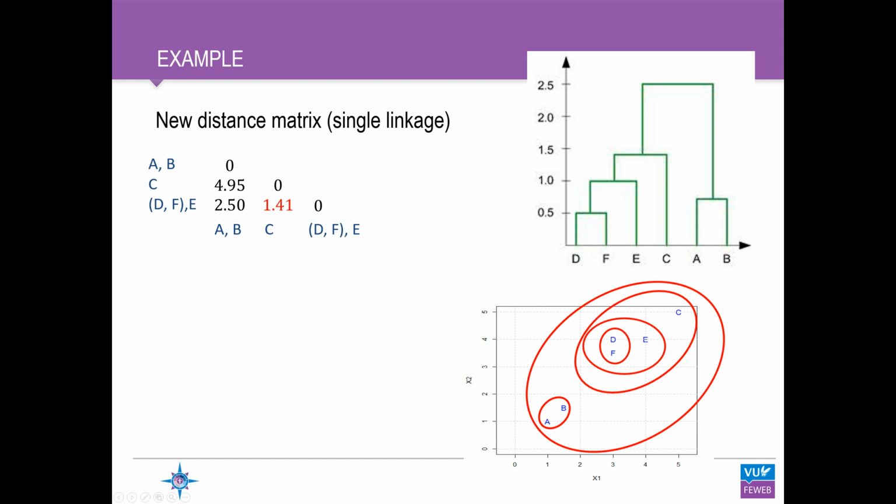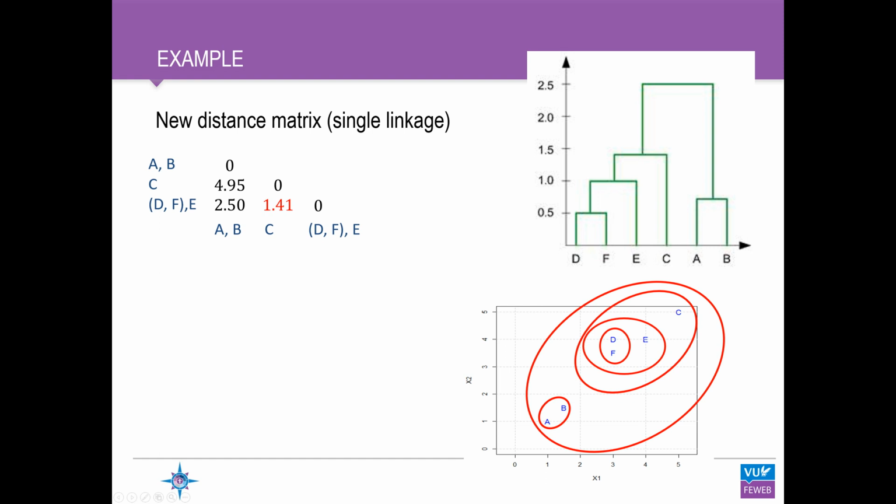So here I clustered A and B together, and I clustered D, F and E together. So now I only have the distances between A and B and C, A and B and D, F and E, and C, D, F and E. So now it's a very small matrix, and this gives you one of the final steps where I say C should be clustered together with D, F and E, and then we have to recalculate this again, and then we'll see which ones will be merged together.